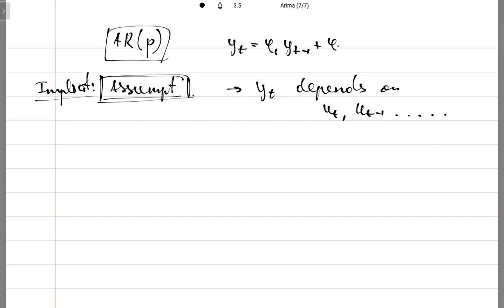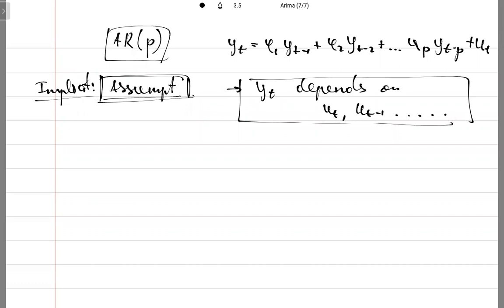Y_{t-1} + φ2 Y_{t-2} + ... Oh, I'm a little bit lazy. Okay, first implicit assumption: that Y_t depends only on past values of u. Second implicit assumption: that Y_t is stationary.